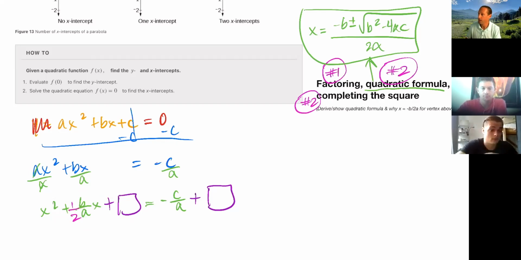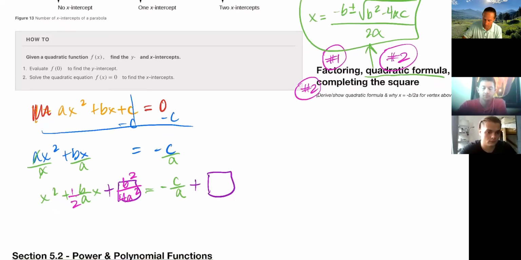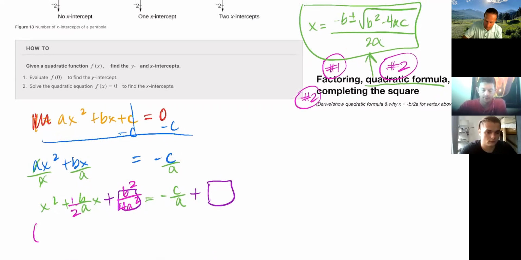What is half of b over a? It's b over 2a. And what happens when I square that? I get b squared over 4a squared. Now, normally I wouldn't do this, but just to show you, if you factored this, which remember, I'd have to do it on the other side.